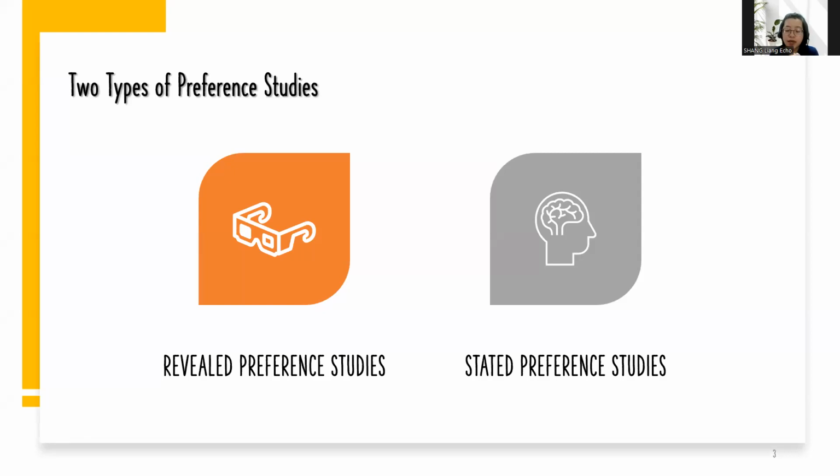Broadly speaking, we can classify different type of preference studies into two major categories, which include revealed preference studies and stated preference studies. So these two are very different approaches based on different data sets and different data collection methods and with different implications. So I will briefly talk about the revealed preference study, and then we will talk more about stated preference study because this is the category that the discrete choice experiments belongs to.